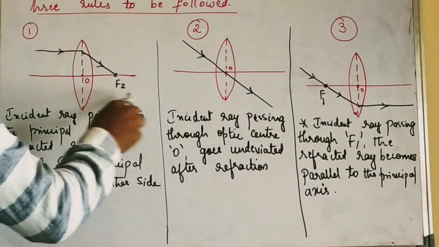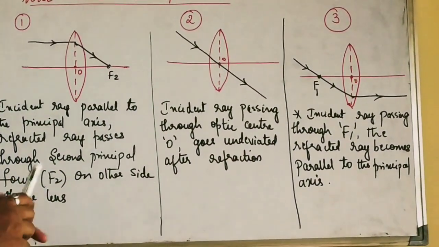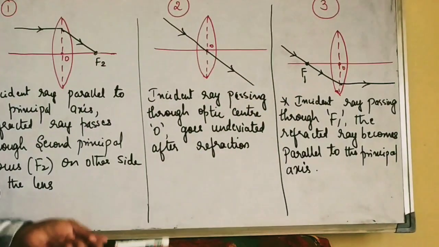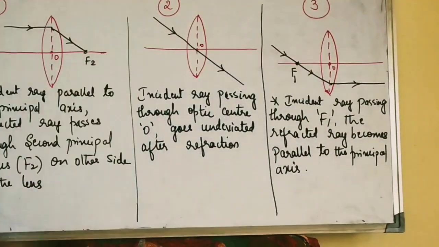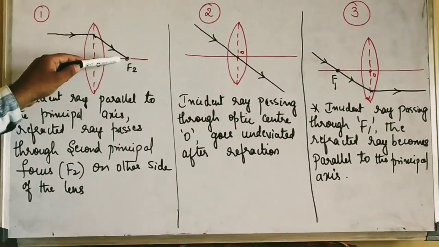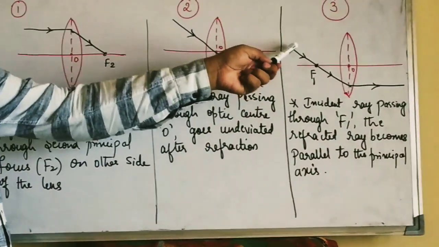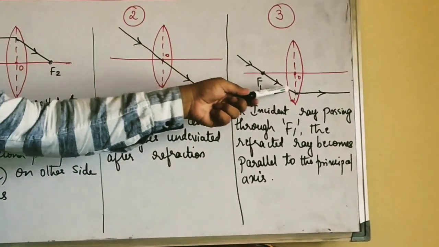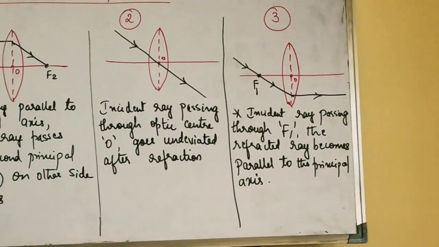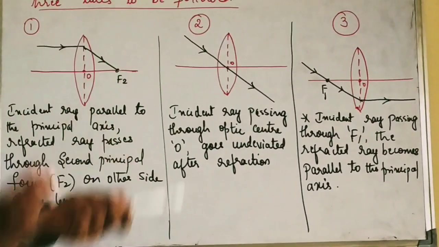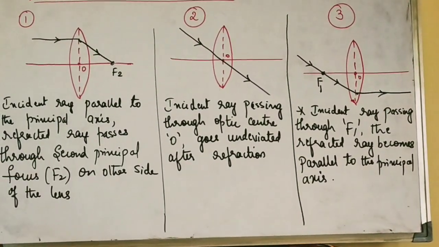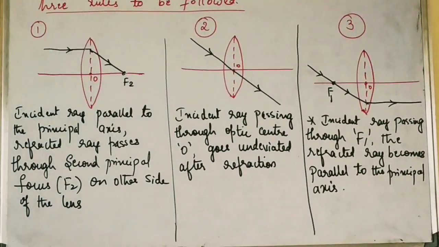Now, the incident ray is falling on the first principal focus at the interface, and the refracted ray is parallel to the principal axis. In the first rule, the incident ray was parallel to the principal axis, and the refracted ray was going to the second principal focus. Here, the incident ray is going through the first principal focus and at the interface, due to refraction, the refracted ray is moving parallel to the principal axis, which means both are opposite. This process follows the principle of reversibility of light.